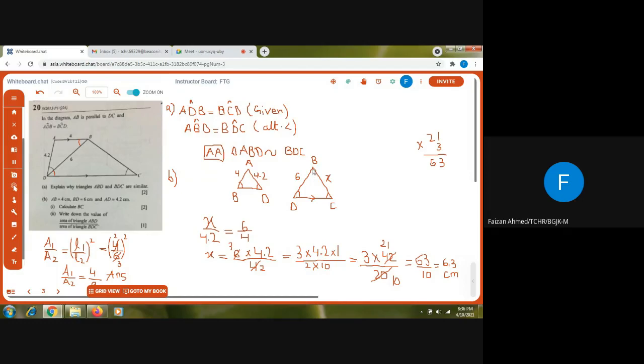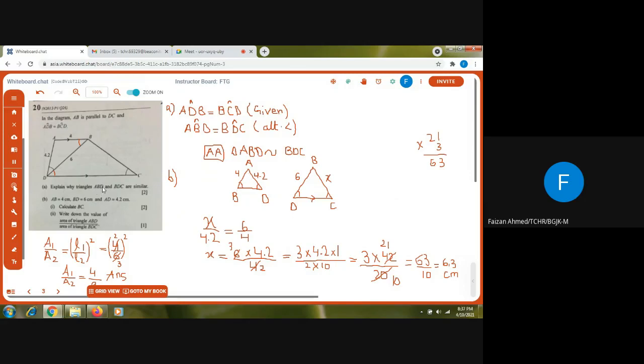What I have done here is draw the bigger triangle, that is BDC. Talking about this triangle B, D, and C, I have drawn it over here. This side BD is 6, so I have written 6. This side BC I have to find out, so I have written X over here. And this DC side is the parallel side, and its length is not given, so I haven't written anything over here. Now I have to draw the other triangle.